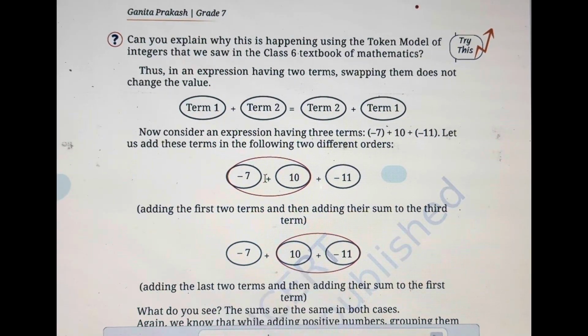So now let us take an example with three terms: minus 7 plus 10 plus minus 11. In the first case, we are adding the first two terms. Minus 7 plus 10 gives you plus 3. Both are different signs, so we subtract. 10 minus 7 is 3 and the sign of the greater, so plus 3. Then plus 3 and minus 11. So 3 minus 11 gives you minus 8, right?